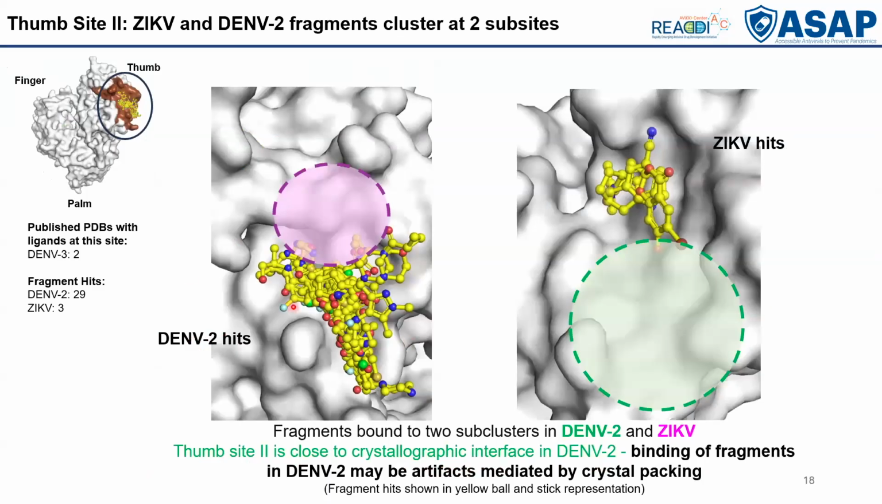The next site is thumb site 2. We got around 29 hits for dengue and 3 hits for Zika. In the thumb site, the dengue fragments and the Zika fragments cluster at two slightly different subsites. One thing to note here is that in the dengue virus RDRP, this site comes at the crystallographic packing interface, and some of these bindings could have been caused by the crystallographic packing.